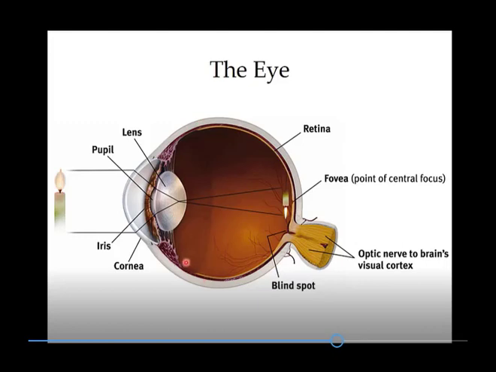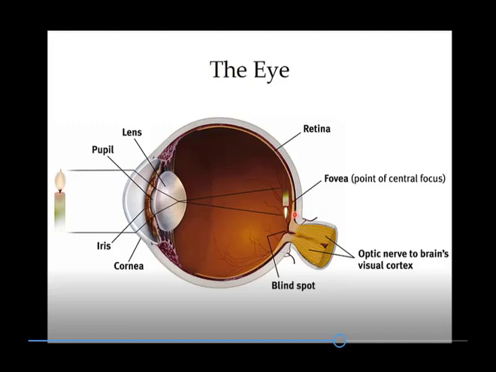I got 3 more parts to tell you. Within the retina, so within the whole back of the eye, you have 3 specialized parts. One of them is called the fovea. You can see it a little bit here. I'm going to show you another picture later. It's actually a small indentation in the retina. It's sort of like a little ditch, a little hole in there. The fovea is the point of central focus.